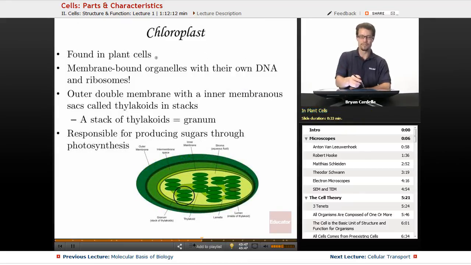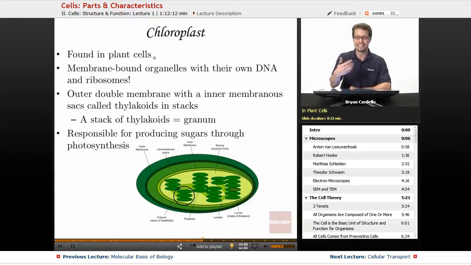Chloroplasts, found in plant cells. You would not find these in animal cells. I've heard of one animal that's ever been discovered. It is a kind of sea slug that does have chlorophyll inside of its cells, which is a pigment molecule that allows it to absorb sunlight, and its body's kind of shaped like a leaf.